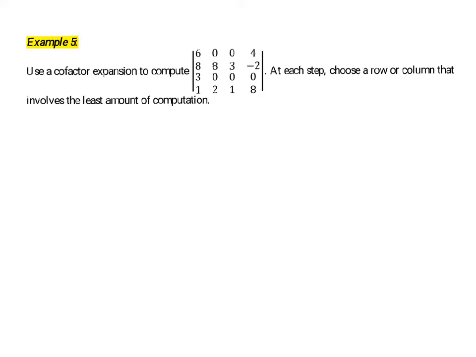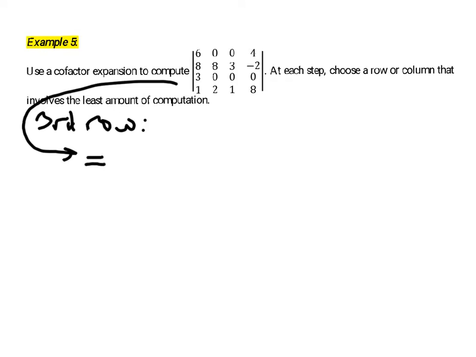It's helpful to choose the row or column that includes the most zeros, because that's going to give you the fewest computations when you're finding the determinant. And so this third row is the ideal choice because it only has one non-zero entry. So I'm going to expand along the third row, which will tell me that this determinant is equal to 3.